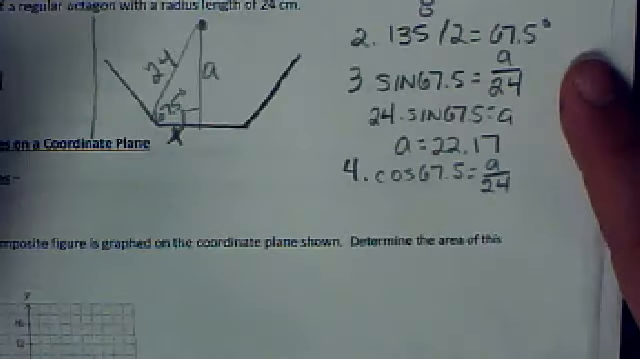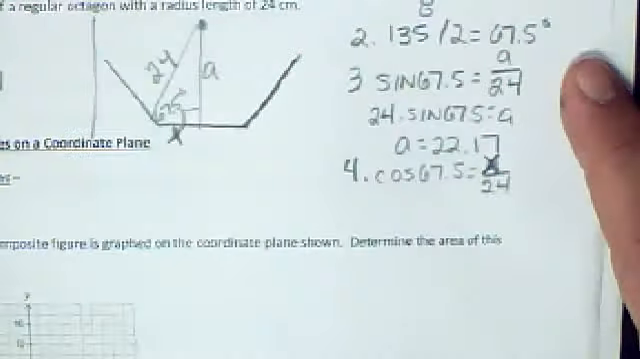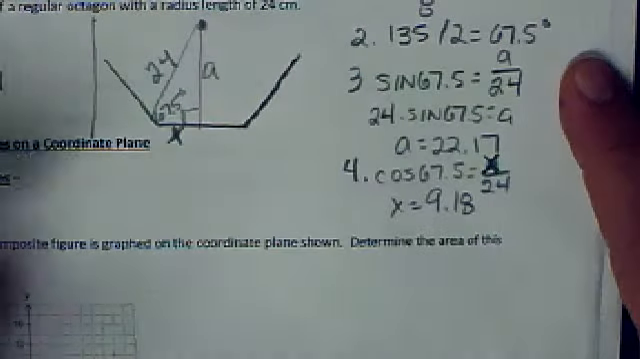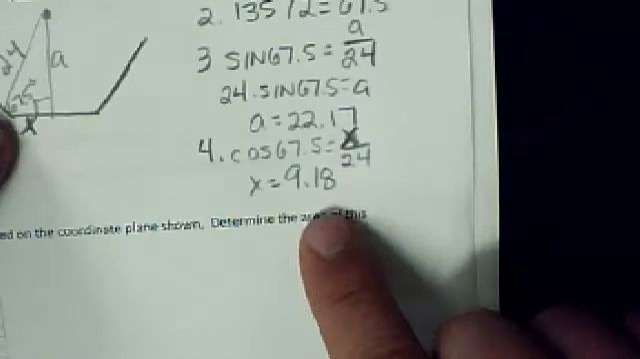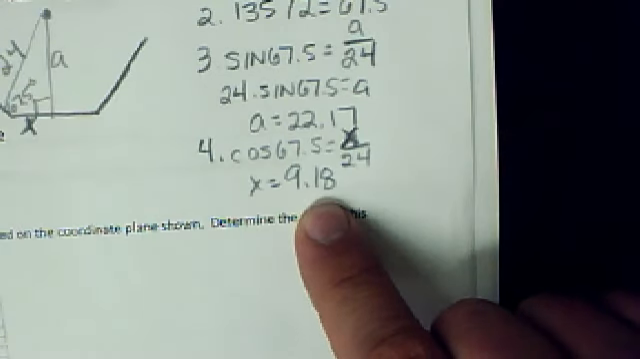So cosine of 67.5 is equal to x over 24. So I'll be multiplying 24 times cosine of 67.5. I put A here, not x. I want to put an x. I'm not looking for the apothem. I'm looking for x. So my x value is 9.18. That gives me half of one side. So this number now needs to be doubled to get a full side length. 9.18 gets multiplied by 2 to get a full side length.